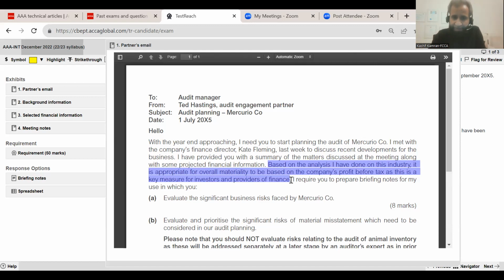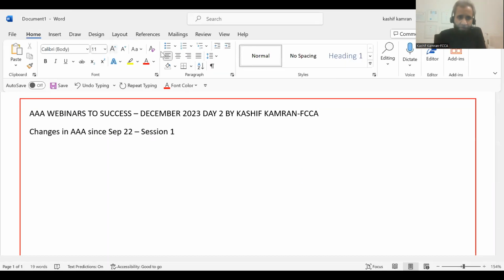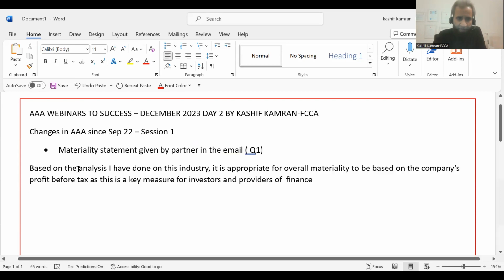So I'm copying this statement, Control C, and I'll take it on my Word file, which I will be using for the webinar. Right here, you can see the Word file on your screen, and we are noting changes in AAA since September 22, session 1. And the first change we are discussing is the materiality statement. Materiality statement given by partner in the email, and this is in question number 1, definitely. This is the statement we got. Control V. This is what the partner was telling us.